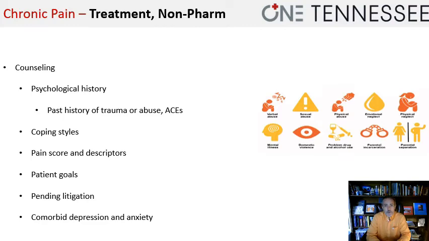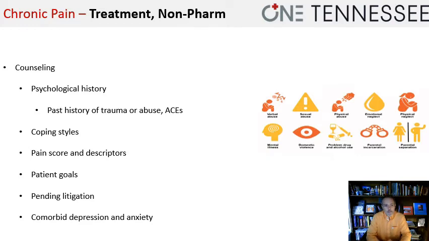You want to discuss coping styles. You want to be really sure that your patient understands the pain scale and scores and those descriptors that go along with it. Be realistic with your goals. If someone's at a 6 or a 7, a realistic goal might be a 3 or a 4, not a 1 or a 0.